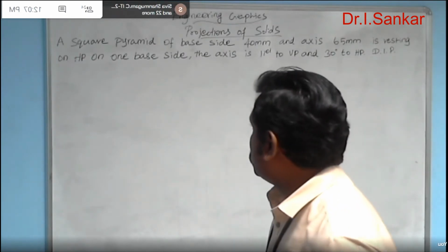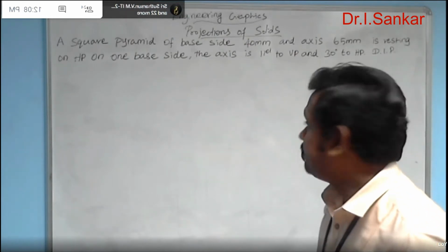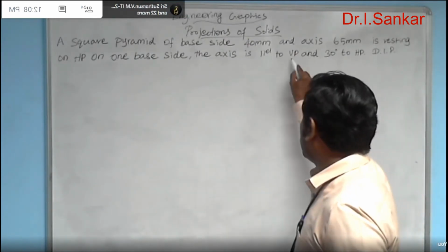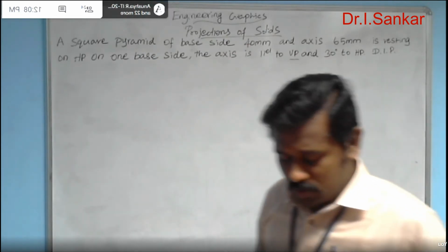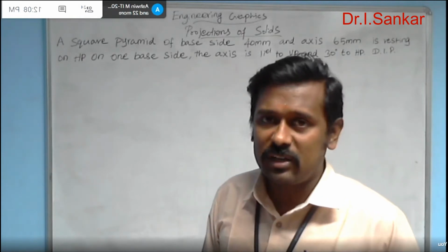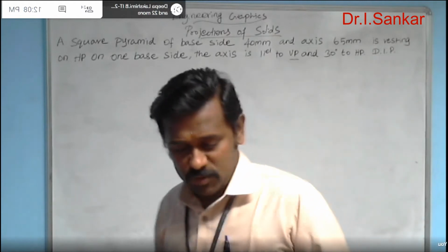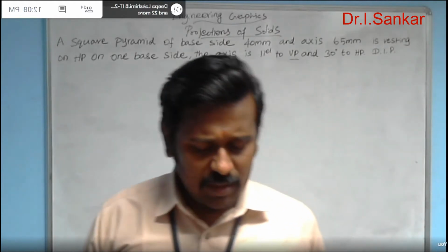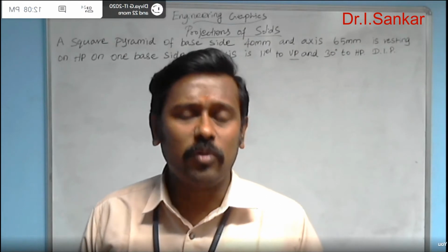The axis is parallel to VP, and 30 degrees to HP. 30 degrees to HP is nothing but the axis inclined at 30 degrees to HP. You have to take it in that way. With the axis at 30 degrees to HP, you have to draw its projections. So it's a very simple question. The resting condition of the object is simply given in very simple words.